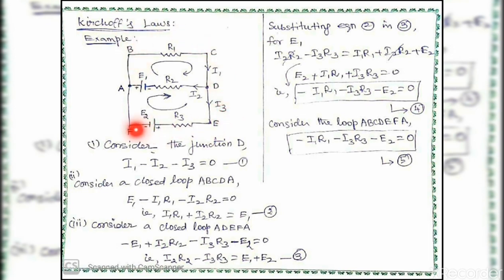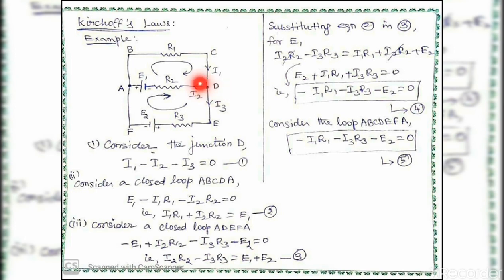So, another example. Here A B C D E F A is an electrical circuit. Here A B C D A is one loop and A D E F is also one loop. Finally, we can also take A B C D E F A as another loop.